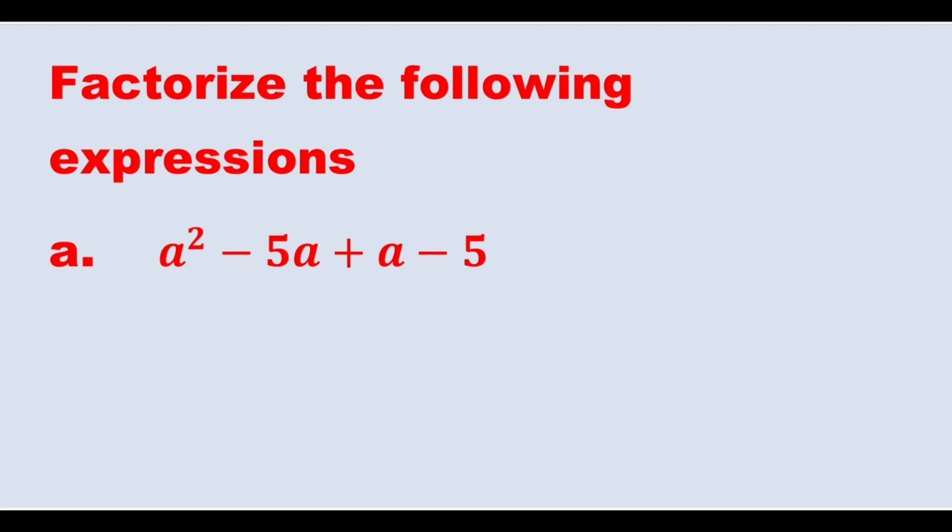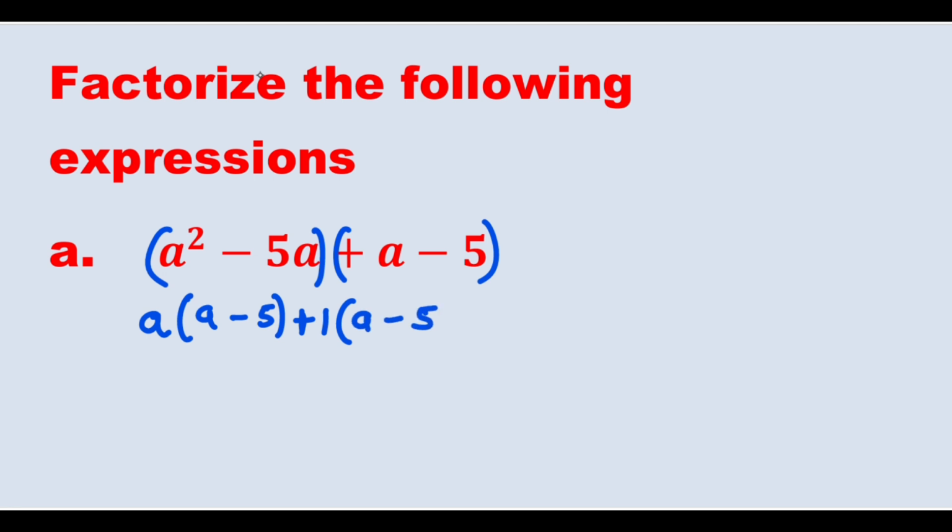Now, you are going to start by grouping them into two pairs like this. Then you ask yourself, what is common in the first bracket? Between a squared minus 5a, what is common? You are able to see that the common term there is a. And then you shall have a into a minus 5. Then what is common in this other side, plus a minus 5? You are not able to see it, but it should be 1 times a minus 5. So it is positive 1 which is common into a minus 5.